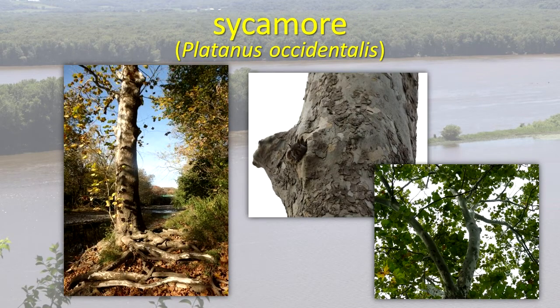Sycamore trees have red-brown bark that breaks into thin, flat scales as the tree grows. The bark falls away in sections, exposing the white or green inner bark. The bottomland forest of the Wabash River once contained sycamores that were the largest trees east of the Rocky Mountains.